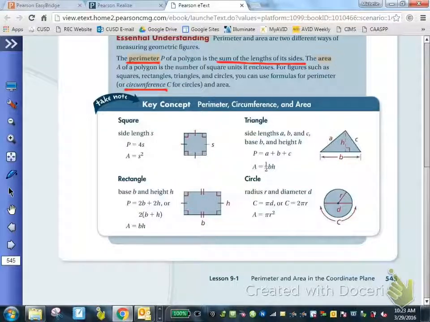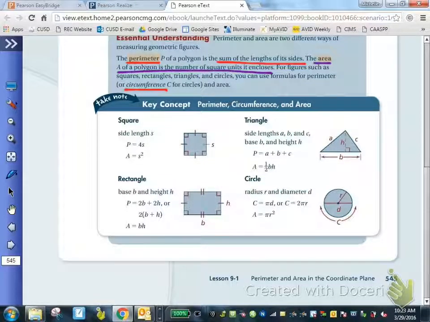If we are talking about area, area is the number of square units inside the shape. So it means like if I were to take 1 unit squares and stack them all inside the shape, how many unit squares fit into the shape? That's area. Okay? The area inside.